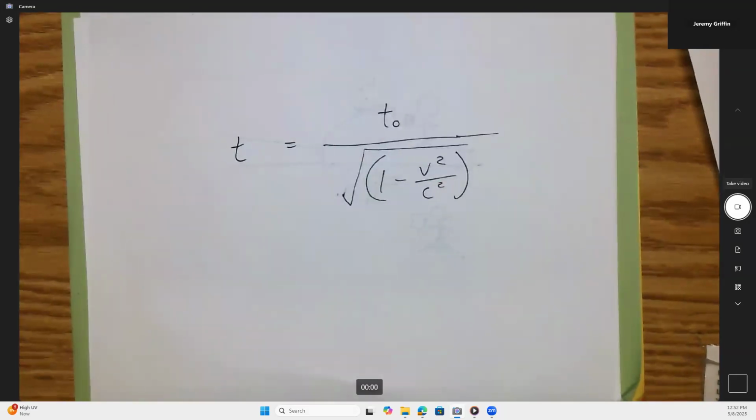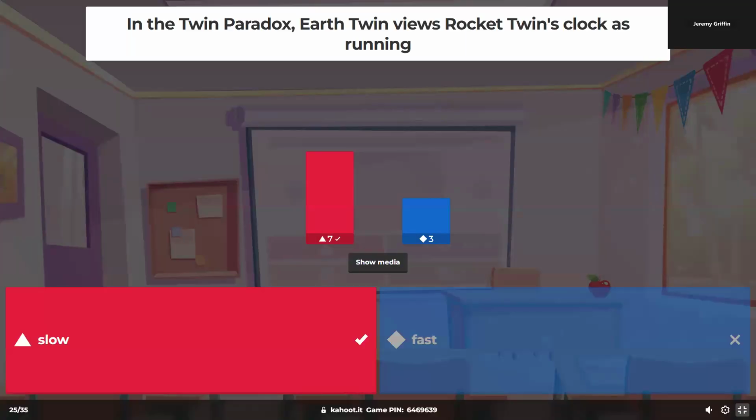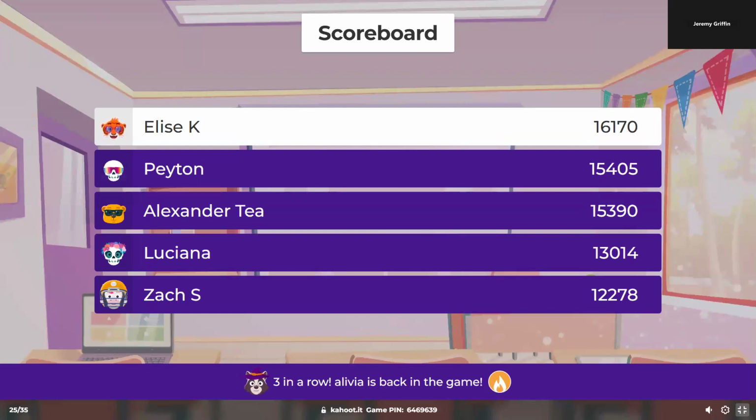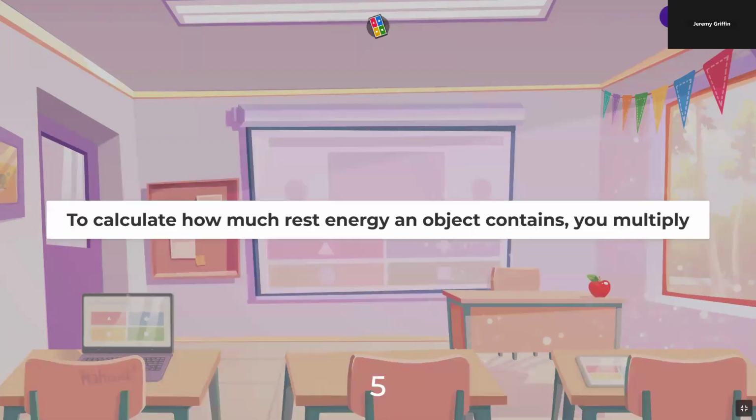So then if Earth Twin is always looking at Rocket Twin's clock, it looks like it's going to tick like real slow. And that's the answer to the question you guys just answered. Okay. Right, guys good? Yeah, Zach, Luciana, Alexander, Peyton, Elise.